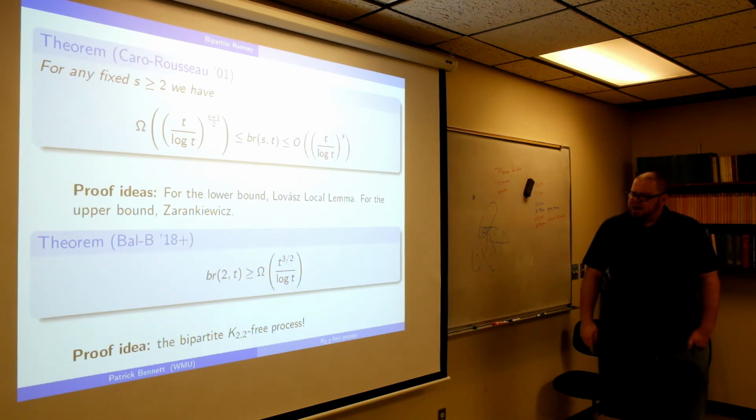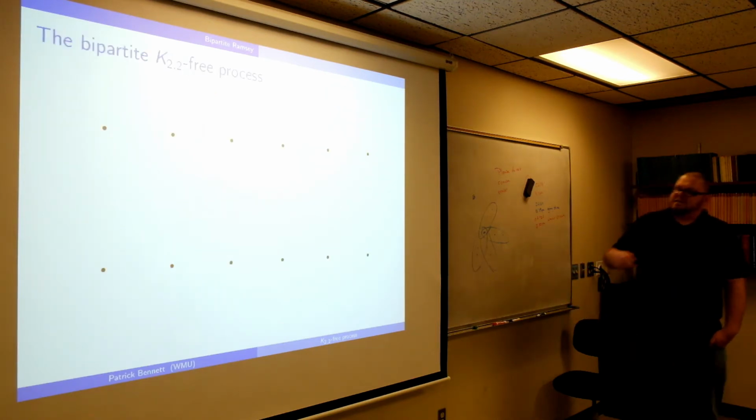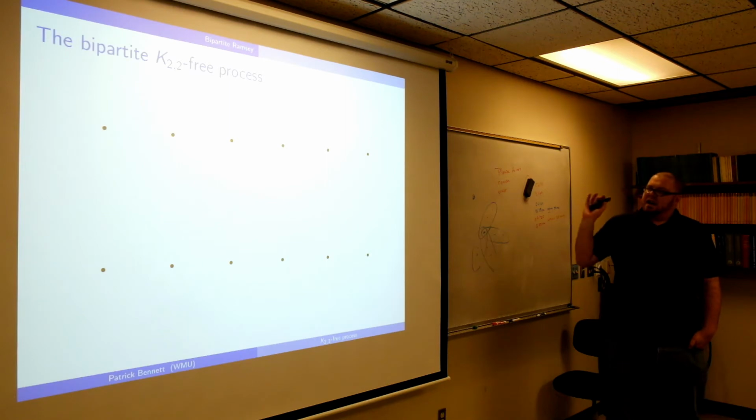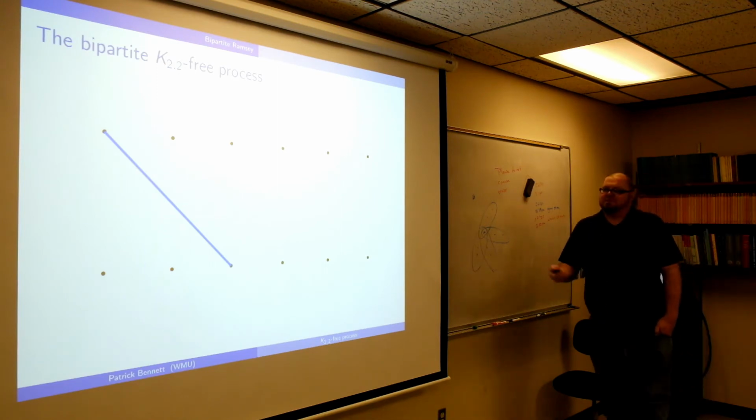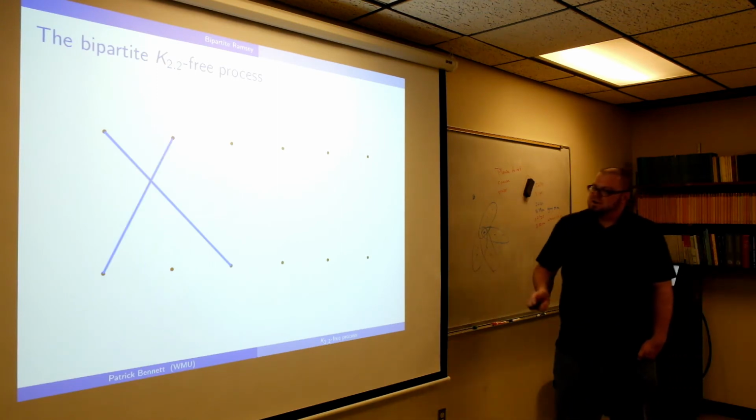And as you might imagine, the proof idea is the bipartite K_2 free process, meaning it's kind of what it sounds like. I'm going to run a process. The host graph is going to be bipartite, so I'm only going to add edges from the top to the bottom, and I'm going to avoid a blue K_2. So here I go. Maybe I will go too slow here.